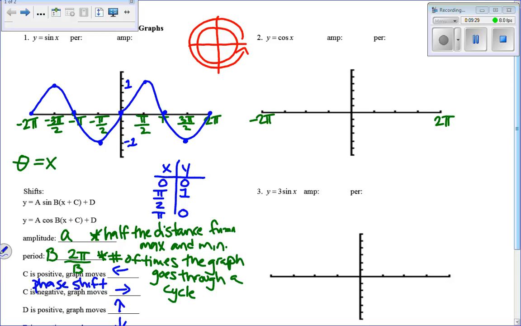All right, go ahead and do number 3. Oh, let's talk about your period and amplitude. So your period, we did 2 pi. And your amplitude was 1. So looking at number 3, what's your amplitude? What changed? Your amplitude's now 3. Did anything change with your B value? No, so it's just 2 pi, correct? Okay, go ahead and label your axes, then graph your 3 sine x.